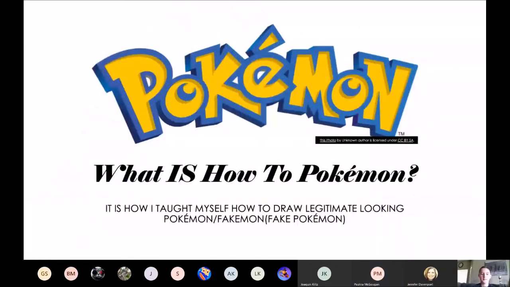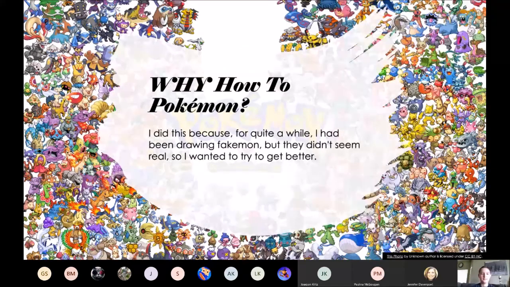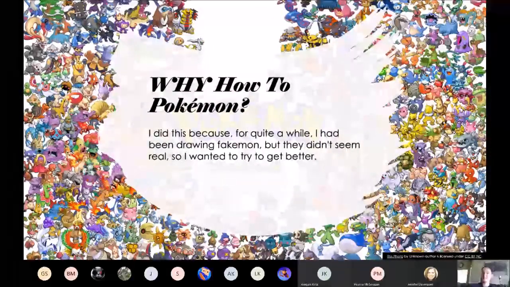How to Pokemon is the process of how I taught myself how to draw legitimate looking Pokemon or Fakemon, which are fake Pokemon. Why did I do this? Well, I did this because for quite a while I had been drawing Fakemon, but they didn't seem real enough. So I wanted to make them look more real.